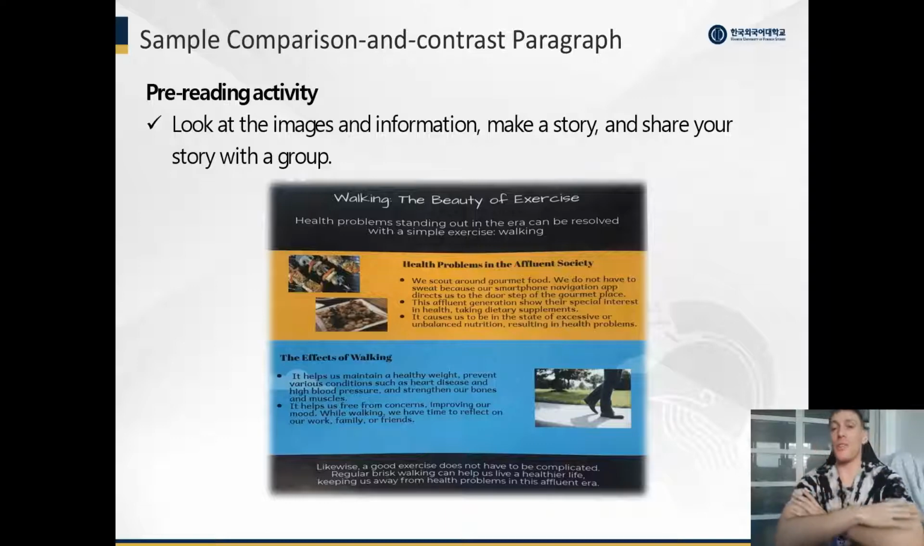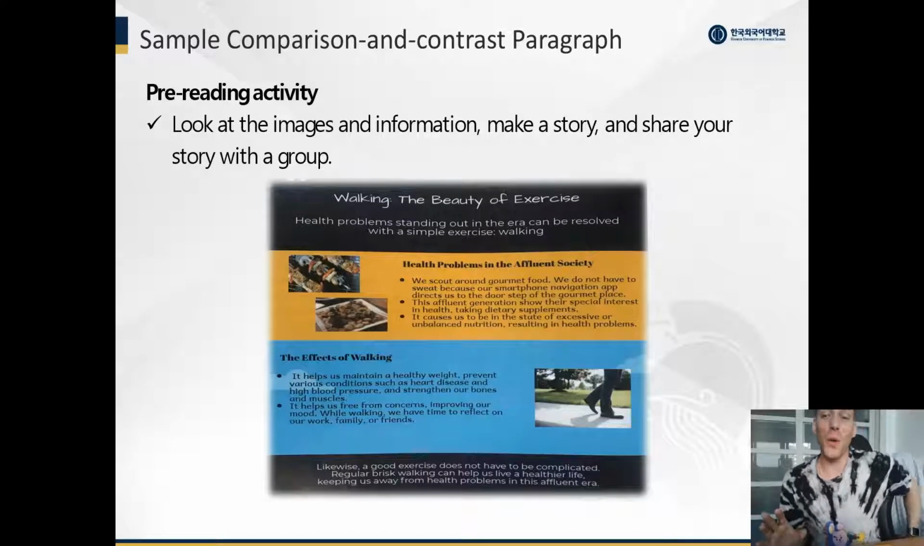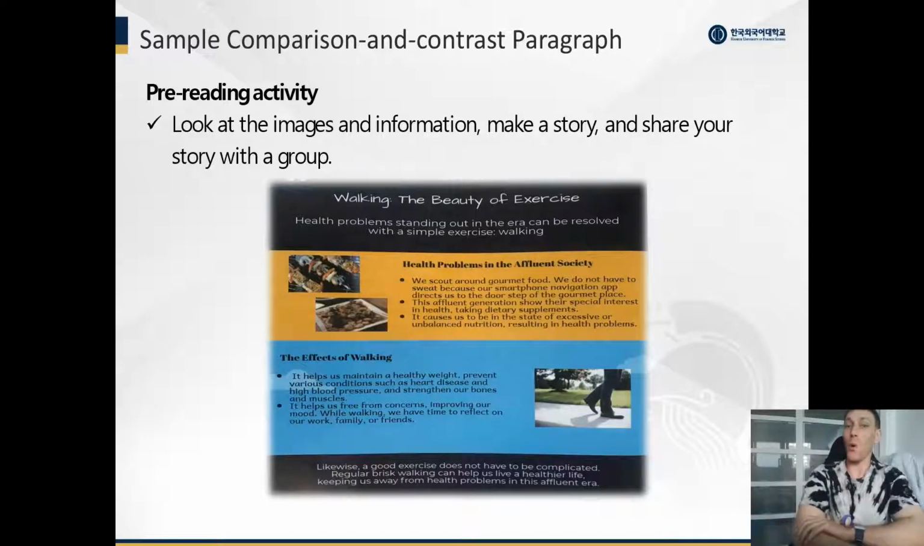Now, this is just pre-reading. So I want you to read it, have a look at it, and just try to figure out the main points. If you look at the title, you can always find the main points. So for example, walking, the beauty of exercise. It sounds like walking is going to be a positive thing, the beauty, like the good things. Further in there, you can see there's more, like what is one of the causes. So it says health problems in the affluent society. So they're saying rich people have problems. And then at the end, it's saying the effects of walking. So you can see it's split into two parts, and this one is going to be talking about both cause and effect.